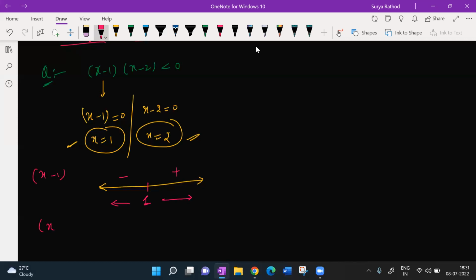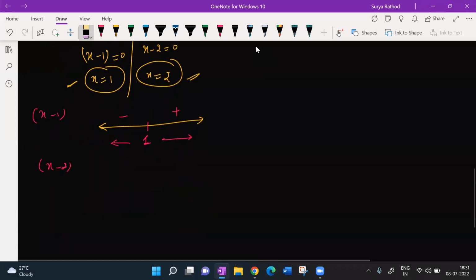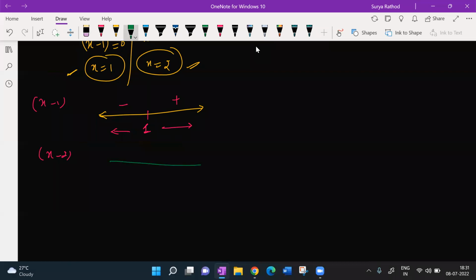Now, if I take the story of the x minus 2 term, what is going to happen? 2 is again a critical point, right? Any value you substitute less than 2 is going to be negative, and any value greater than 2 is positive. Now, combinedly, if I put these two number lines on a single line, what is going to happen?